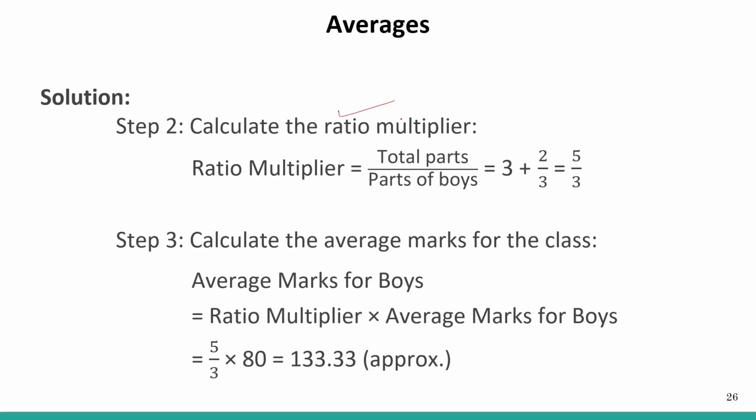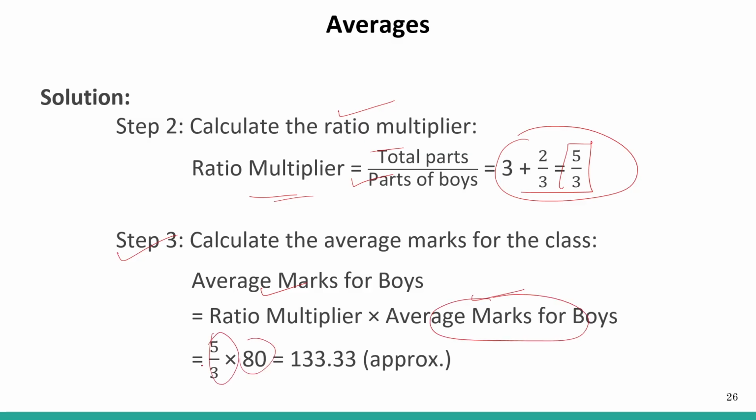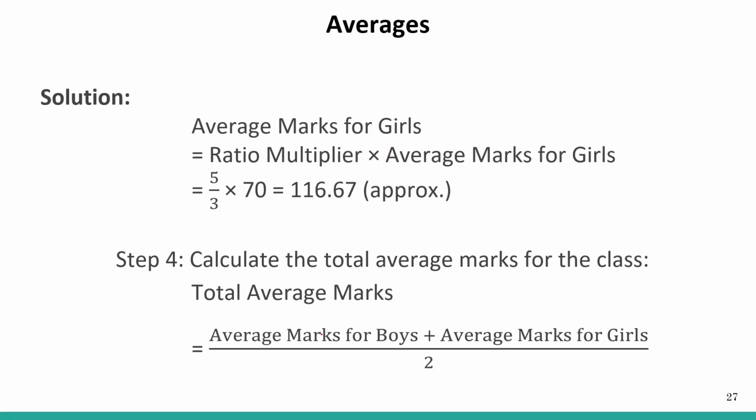So calculating the ratio multiplier. So ratio multiplier is equal to what? Total parts by parts of boys is equal to 3 plus 2 by 3 is equal to 5 by 3. So calculating the average marks for the class. Okay. So average marks for boys is equal to a ratio multiplier into average marks of the boys, right? So average marks of the boys is what? 80. So ratio multiplier will be 5 by 3. We have already calculated here. So multiplying these two, 133.33 is the approximate value.